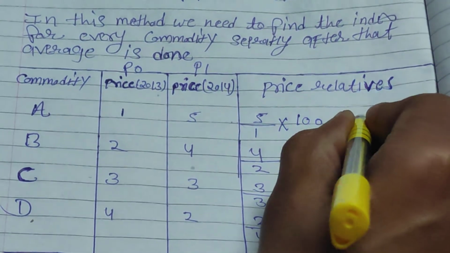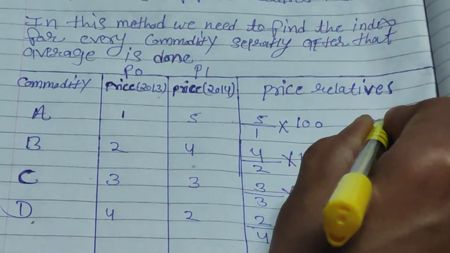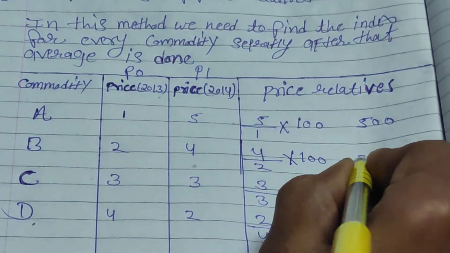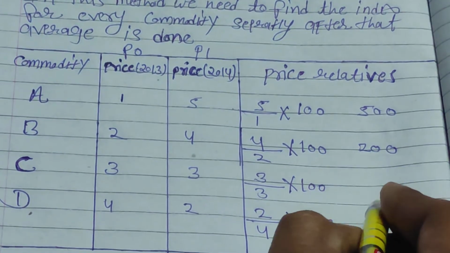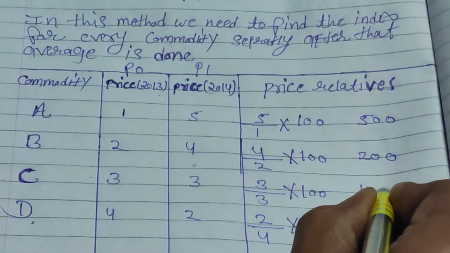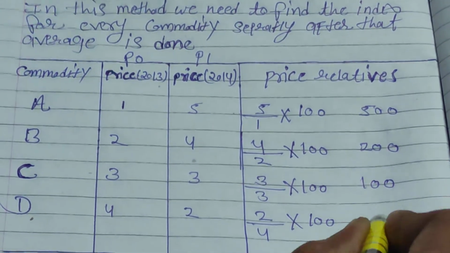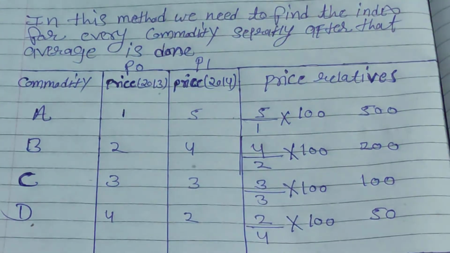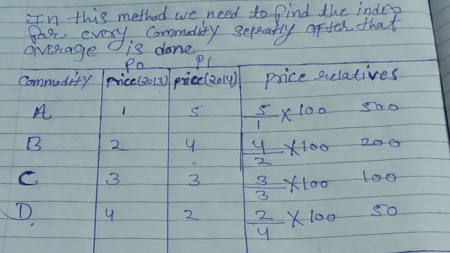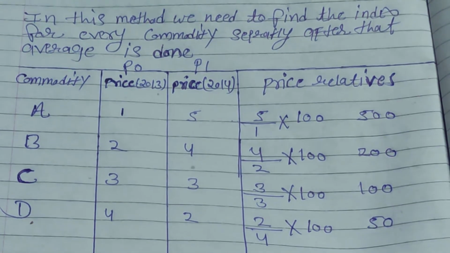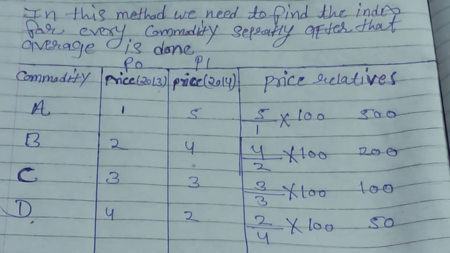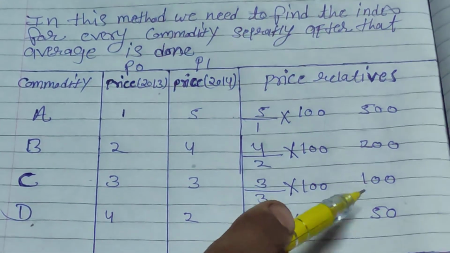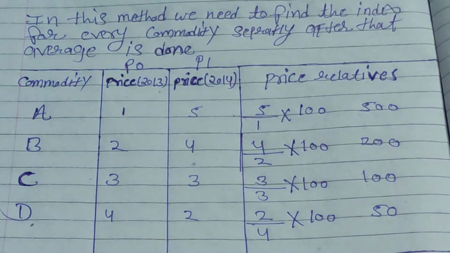So here will come 500, 200, 100 and 50. Now add these numbers. So 850 is coming.